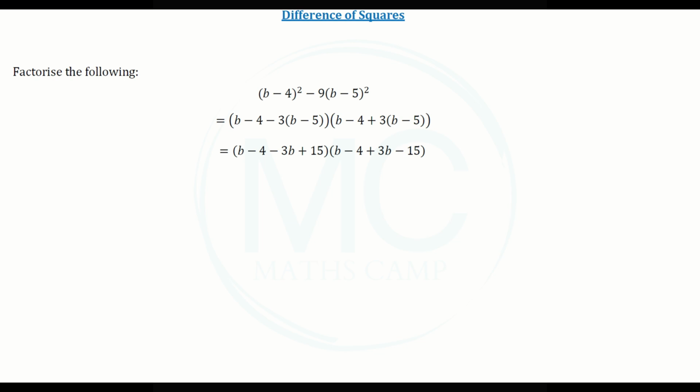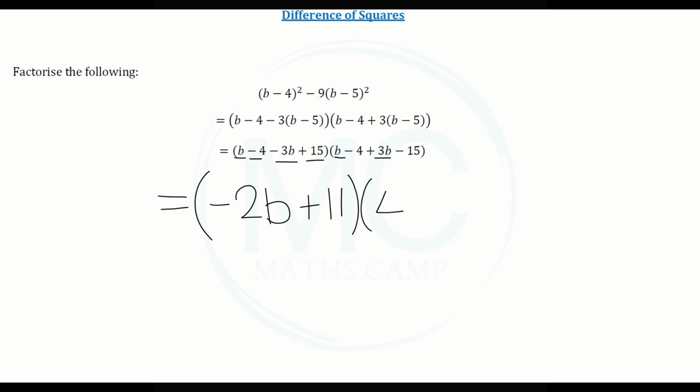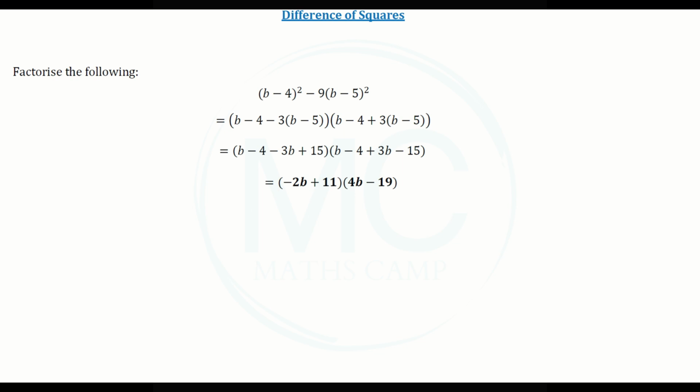Now we can add our like terms. In the first bracket, we have b minus 3b, which is negative 2b. Then we have negative 4 plus 15, which gives us positive 11. In our second bracket, we have b plus 3b, which gives us 4b. Then we have negative 4 minus 15, which gives us negative 19. And we have now factorized this expression. Let's do another one.